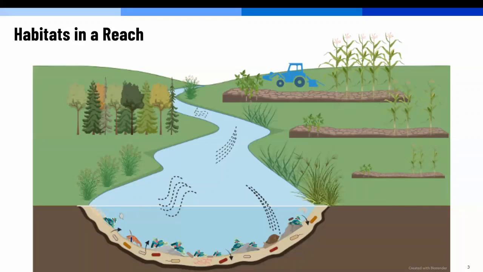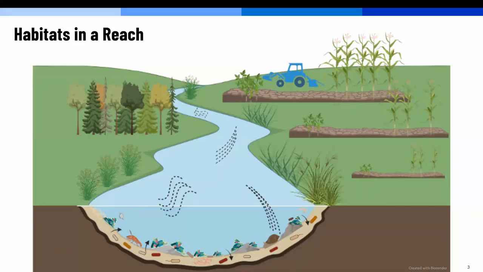Now I want to draw your attention to the bottom of the stream where we have the stream bed and this hyporheic zone where groundwater and surface water exchanges. The stream bed in the hyporheic zone is teeming with life and generally dominated by invertebrates and microbes.